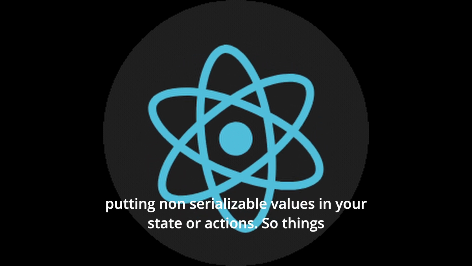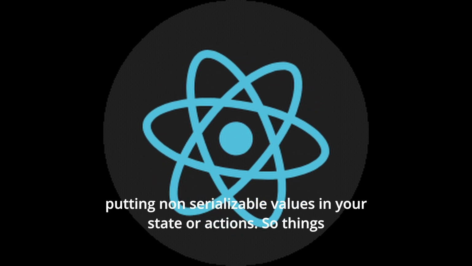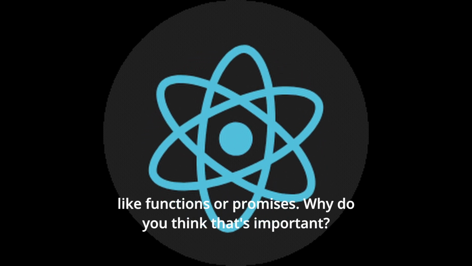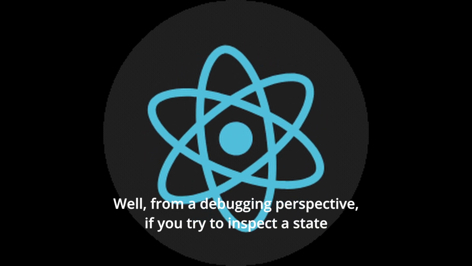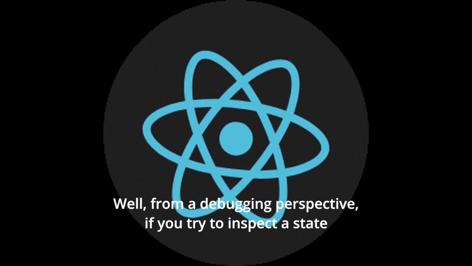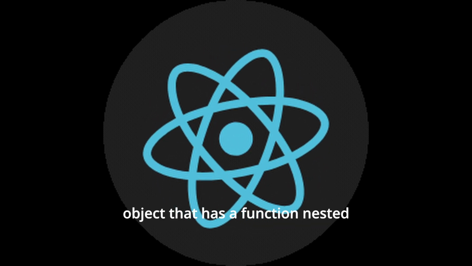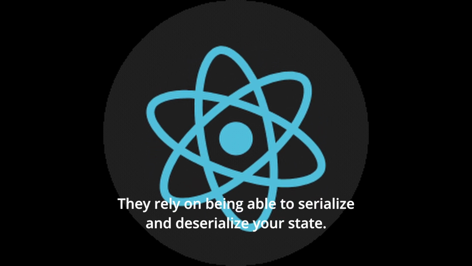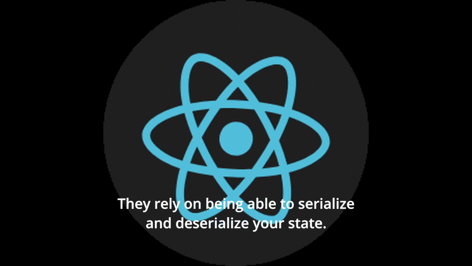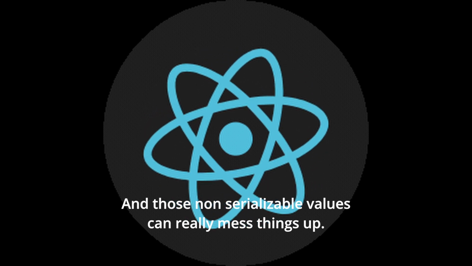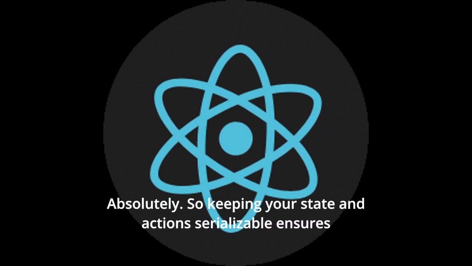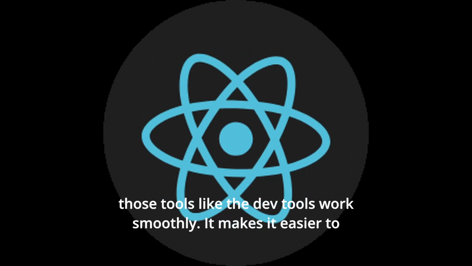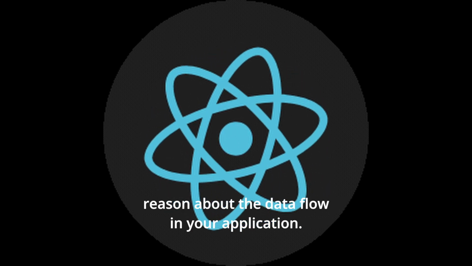Exactly. Now, another guideline from the style guide is the recommendation to avoid putting non-serializable values in your state or actions. So things like functions or promises. Why do you think that's important? Well, from a debugging perspective, if you try to inspect a state object that has a function nested in it, it's not going to be pretty. And tools like Redux DevTools rely on being able to serialize and deserialize your state. And those non-serializable values can really mess things up. Absolutely. So keeping your state and actions serializable ensures those tools like the DevTools work smoothly. It makes it easier to reason about the data flow in your application.